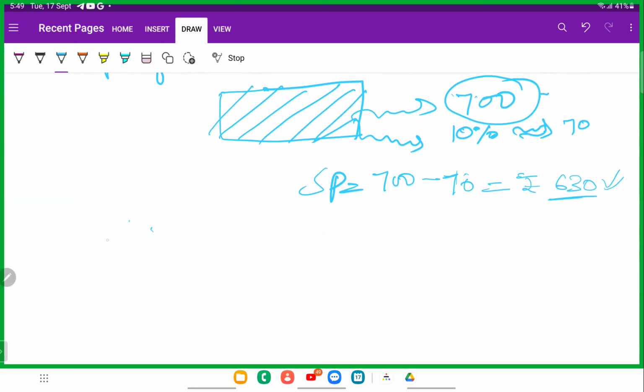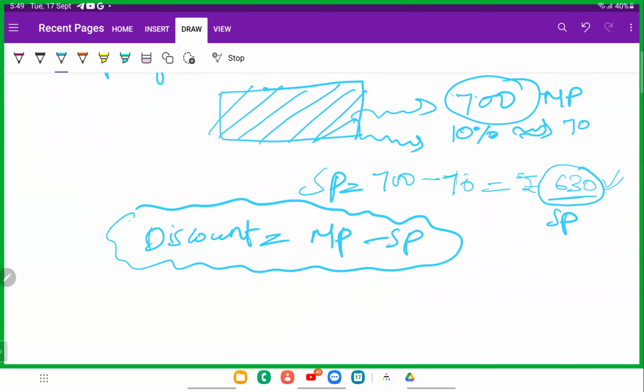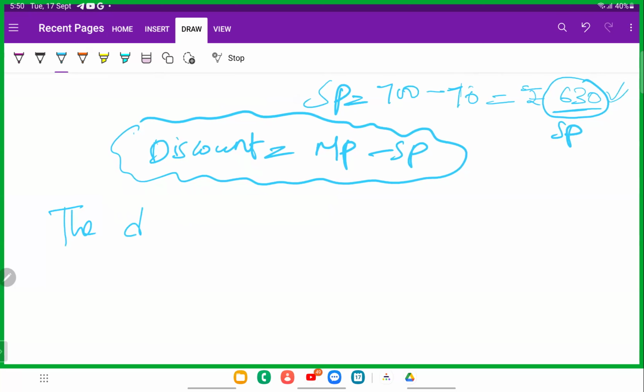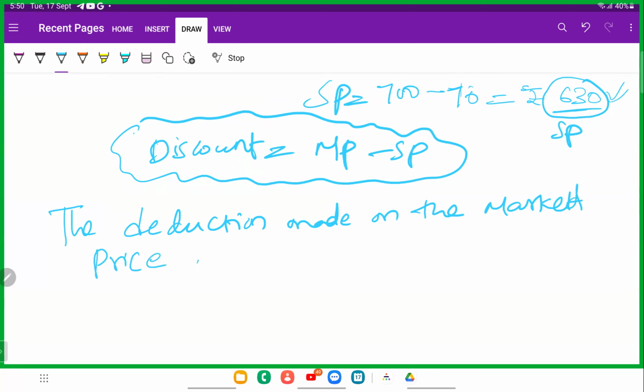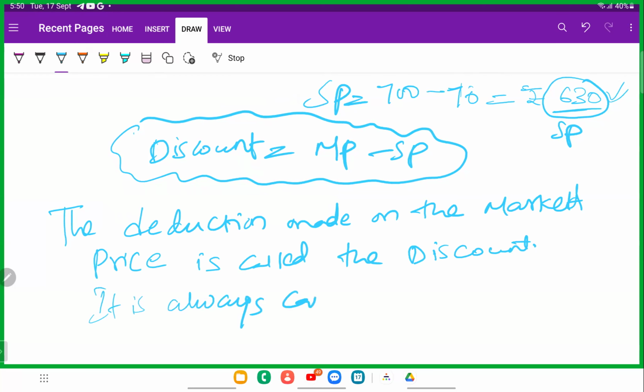Now, if you want to find the discount, this is the selling price and this is the market price. Discount is equal to market price minus selling price. The reduction made on the market price is called the discount. It is always calculated on the market price or list price. So please make a note of it.